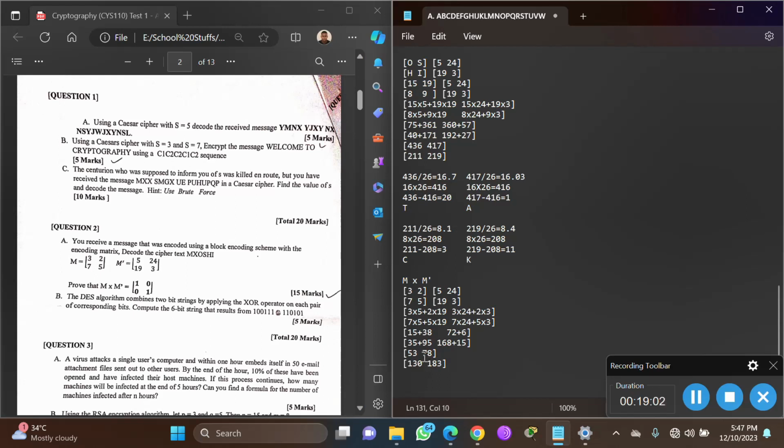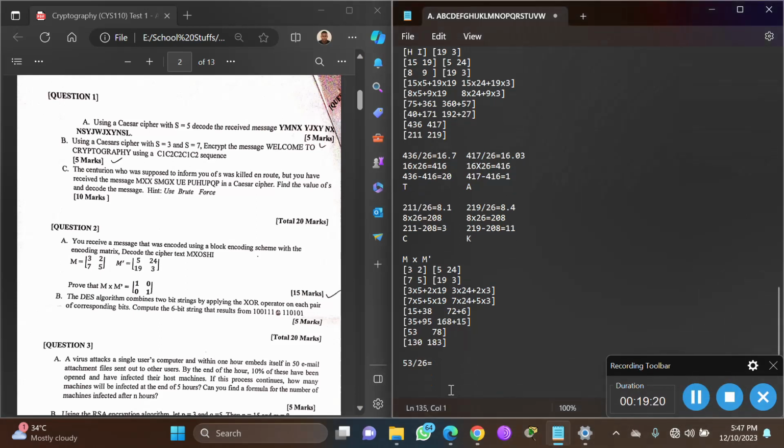Then we close like that. Okay, so now we are done with the matrix. So what we need to do is to wrap around. So wrapping around 53, you just say 53 divided by 26 for the alphabet, which is 2.03. So I'll get 2 without the 0.03, then times 26 for the alphabet, which is 52. So you get 52.